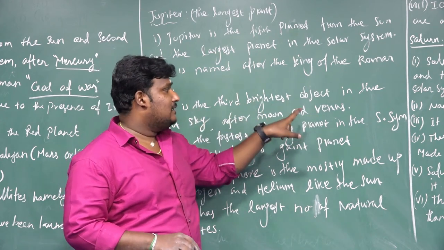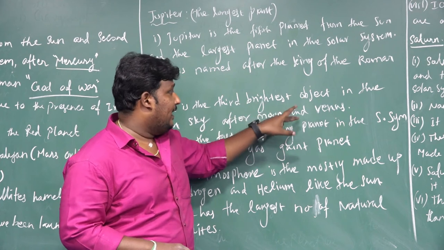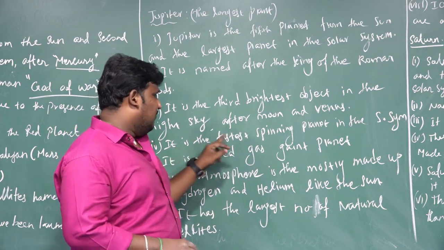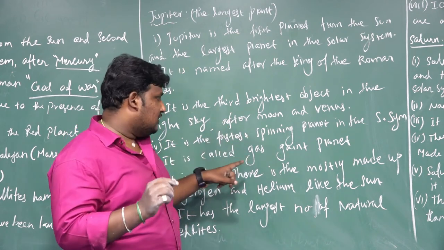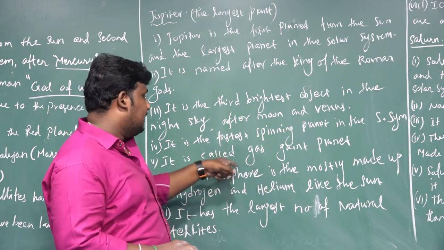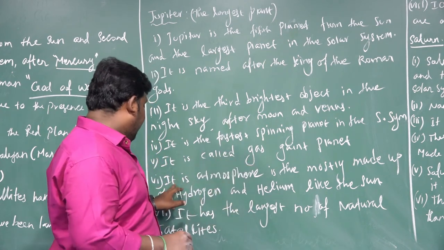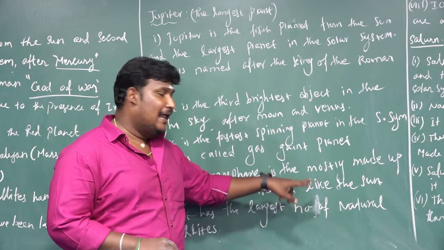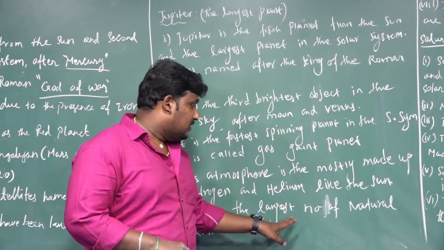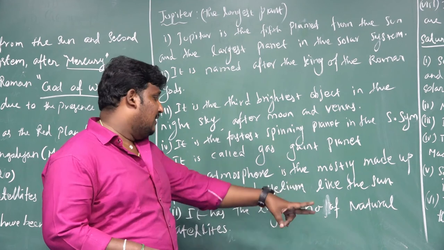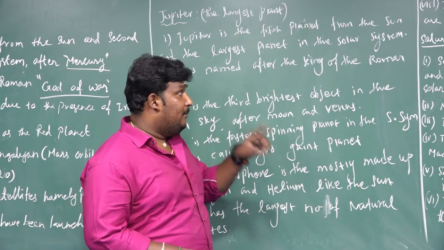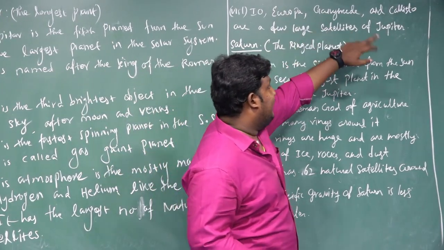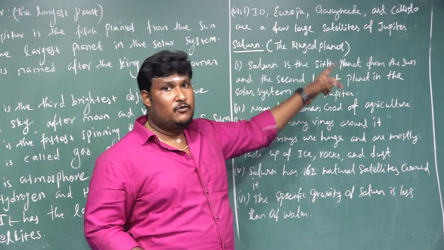It is the third brightest object in the night sky after the Moon and Venus. It is the fastest spinning planet in the solar system. It is called a gas giant planet. Its atmosphere is mostly made up of hydrogen and helium like the Sun. It has the largest number of natural satellites. Io, Europa, Ganymede and Callisto are a few large satellites of Jupiter.